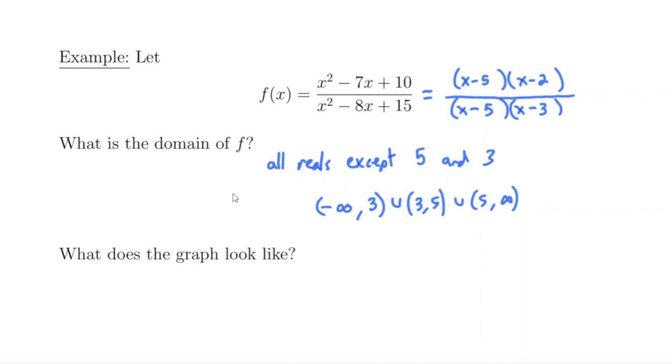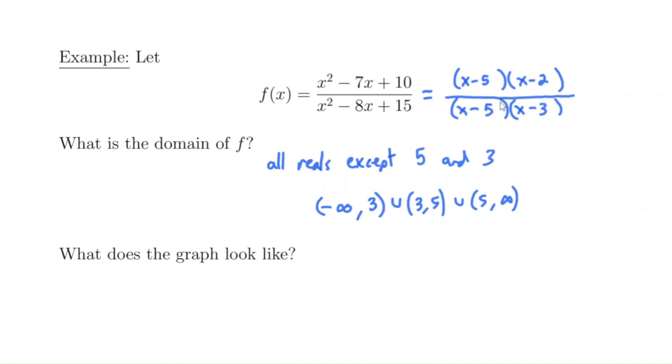What does the graph look like? Well, we'll see the graph here in just a second, but let me just say that something different is happening at 3 and at 5. At 3, it's going to turn out the graph is going to have a vertical asymptote. The graph's going to be blowing up near x equals 3.